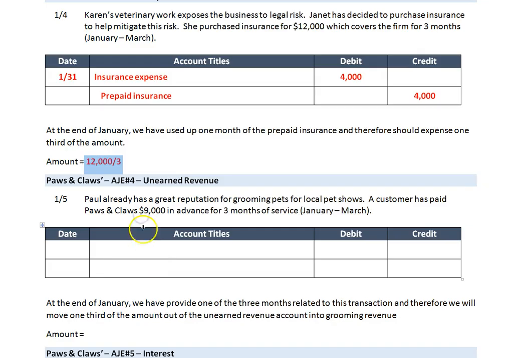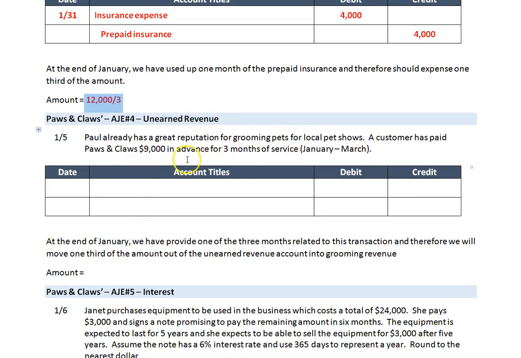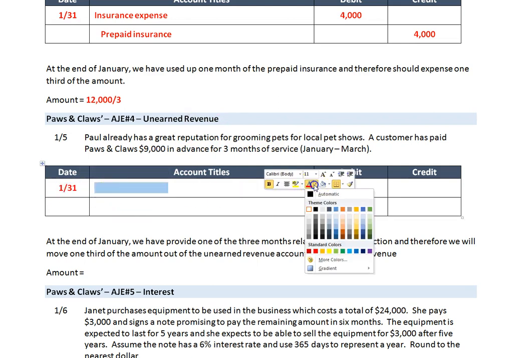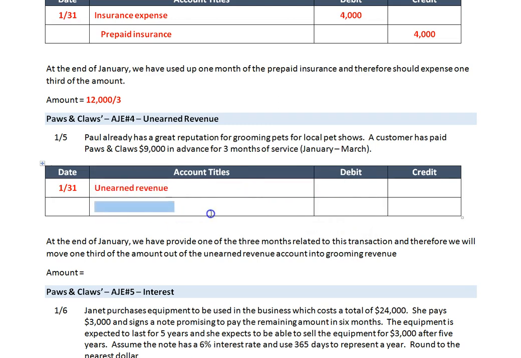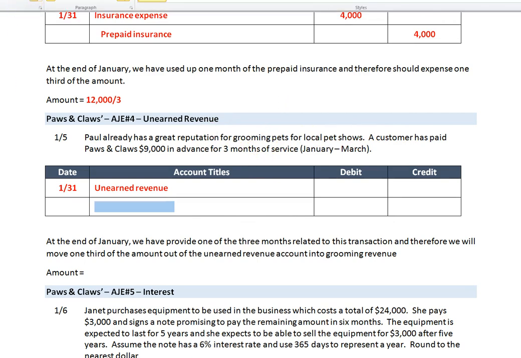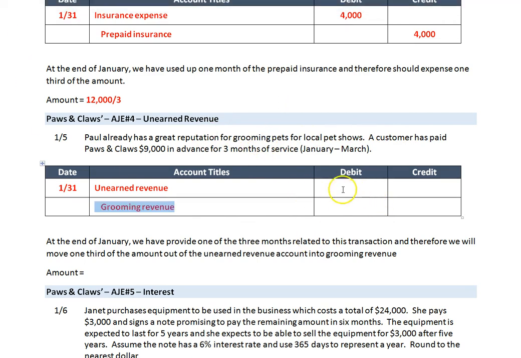Unearned revenue. Here we need to get it out of the unearned revenue account. So we're going to debit the unearned revenue account and credit an actual revenue account, probably whatever revenue it is. Grooming, which one is it? Grooming pets. So it's grooming revenue. 9,000 divided by 3 is 3,000.